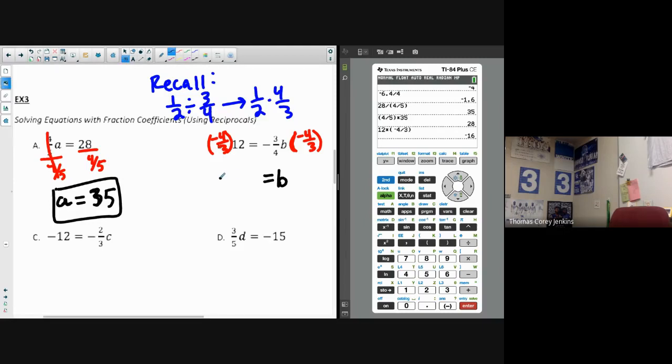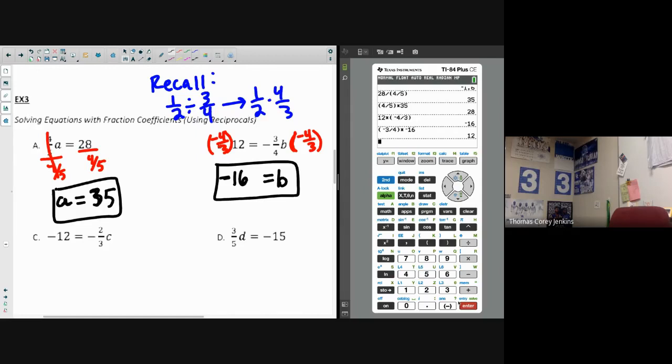Let it pop up here. -16. Maybe it'll pop up. There we go. And the good thing about equations is you can always check that answer, right? So if we substitute -16 right there, let's just see what happens. So if you do -3/4 times -16, I do get +12. So now I can feel really good about my answer.